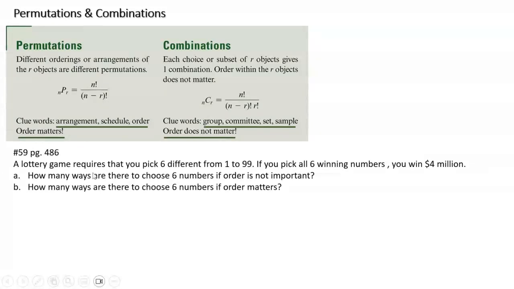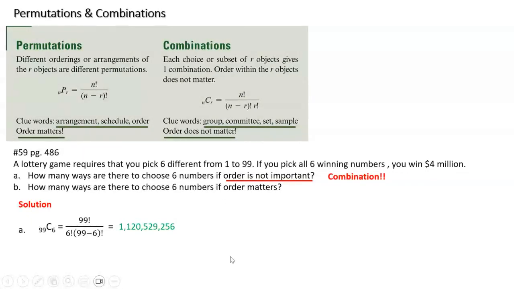Okay, let's do part A. How many different ways are there to choose 6 numbers if order does not matter, or order is not important? If order is not important, that means it's going to be a combination. So it's going to be 99 combination 6. And this is my result, which is 1,120,529,256.